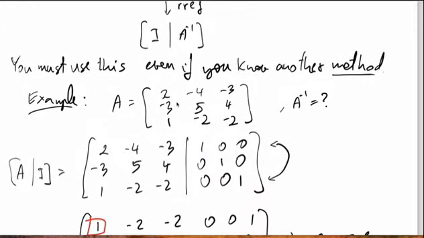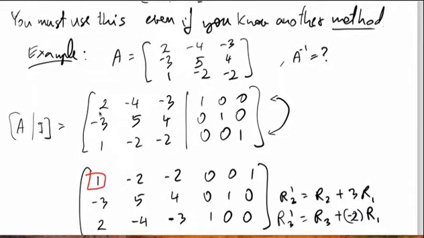Here is an example. Here's a matrix A. It's a 3 by 3 matrix, so it's a square matrix. And we want to calculate its inverse. We put together A and the identity matrix into a big augmented matrix. And then we start row reducing it, which is kind of a long process. You have to try to do it fast, but also precisely. And you are allowed to do all the row operations we did before.